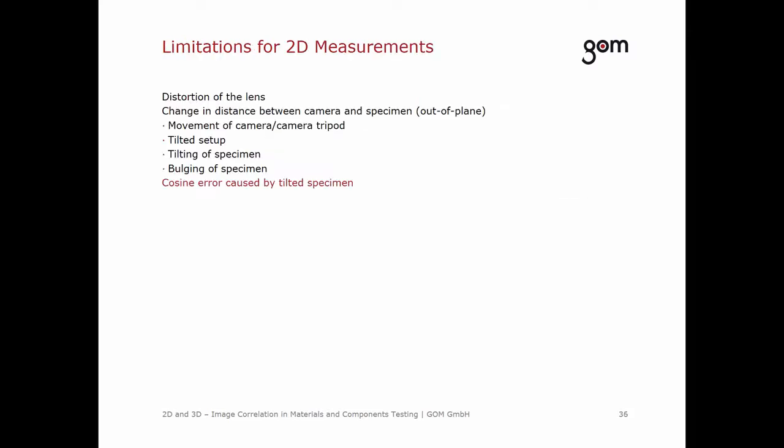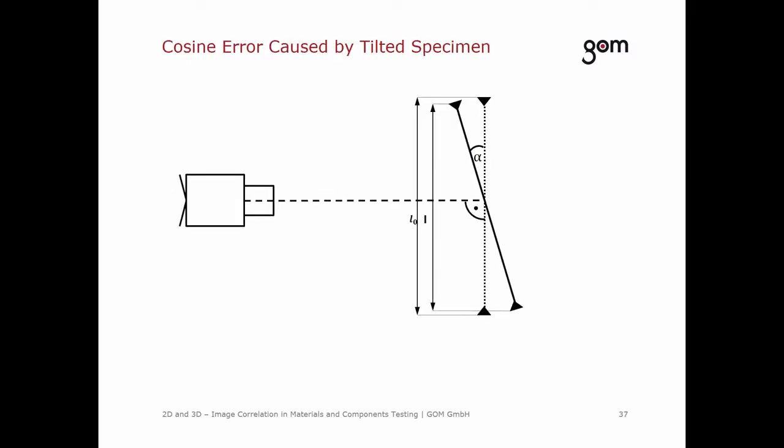Now we'd like to have a look at the last limitation, cosine error caused by a tilted specimen. In contrast to the previous models, this model is shown from the bird's eye perspective, so we look at the measuring setup from above. Therefore you see a transverse displacement and not a longitudinal displacement. This means that the specimen is twisted. By using this equation, the pseudostrain can be computed here as well.